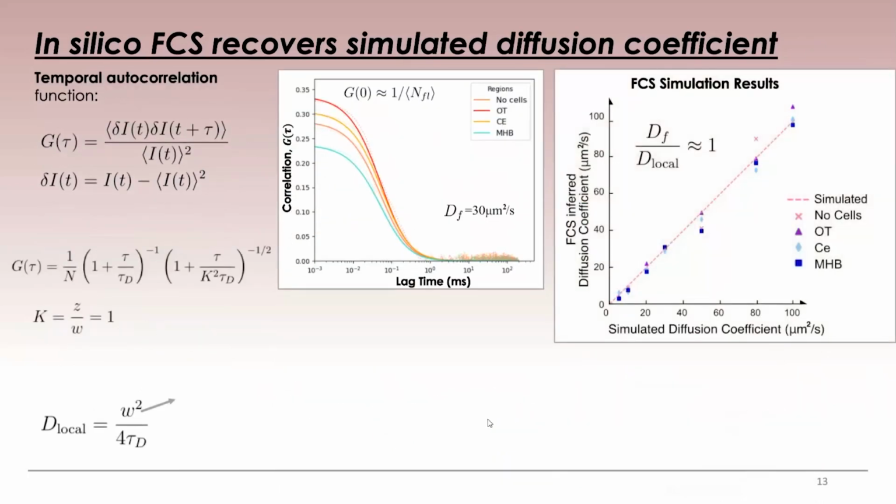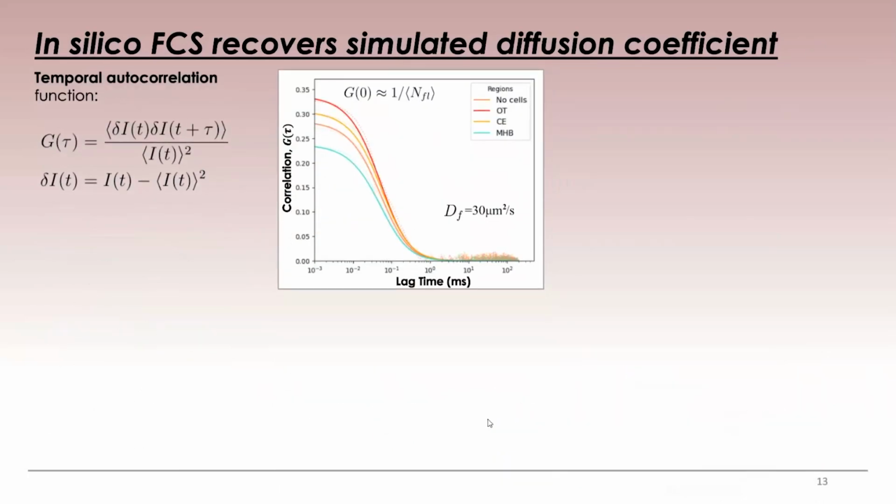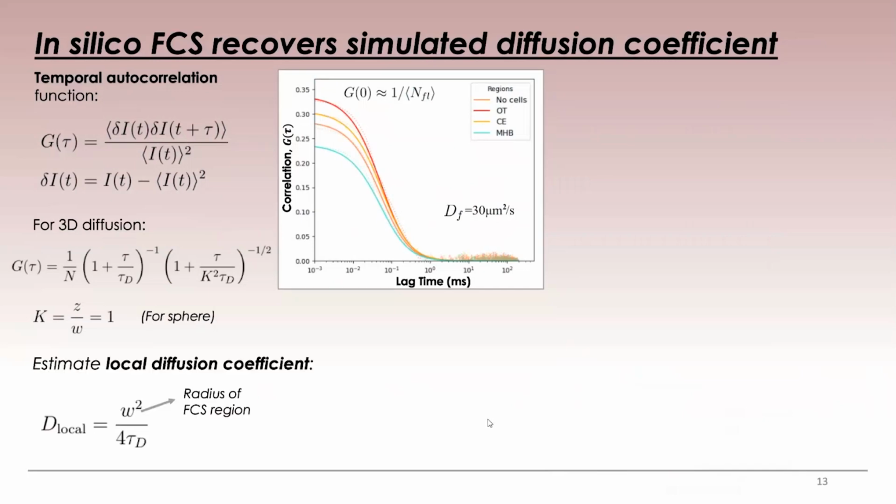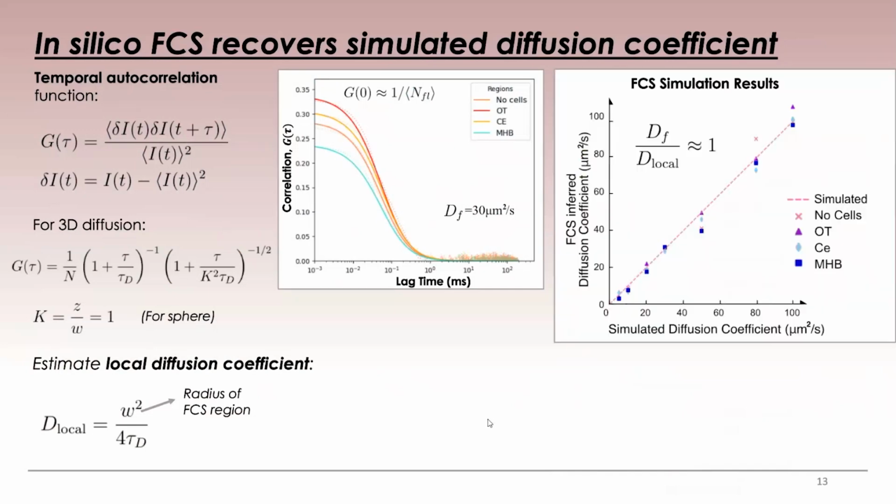And again, there's also an analytical function which we can fit to for an FCS autocorrelation. And we can infer our local diffusion coefficient. So now we can plot the local diffusion coefficient that's inferred from our FCS experiment. You can see that it pretty much recovers our simulated parameter, even if there's a tortuous environment.